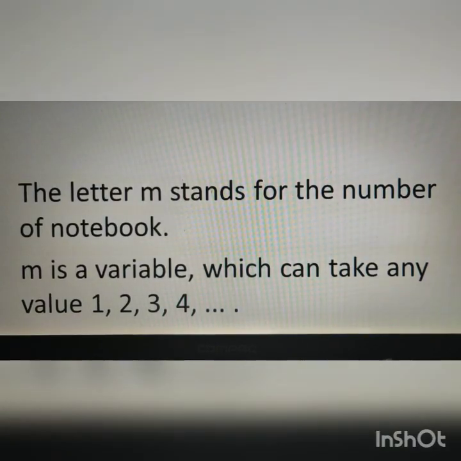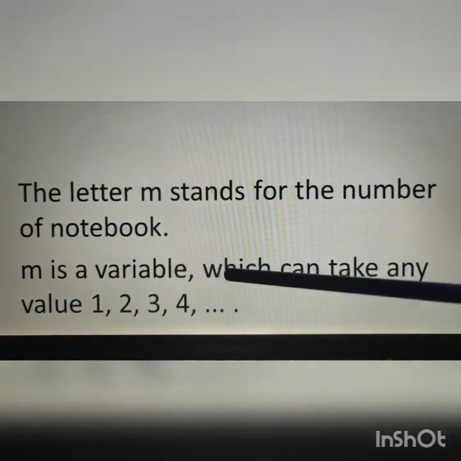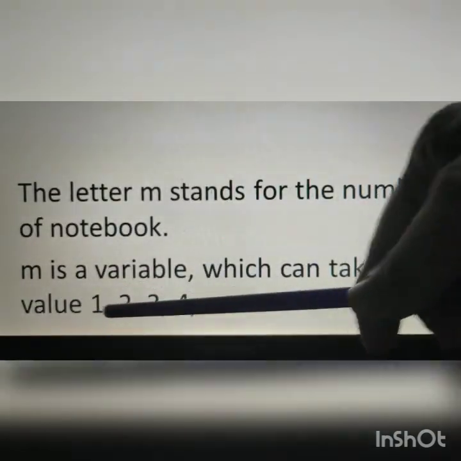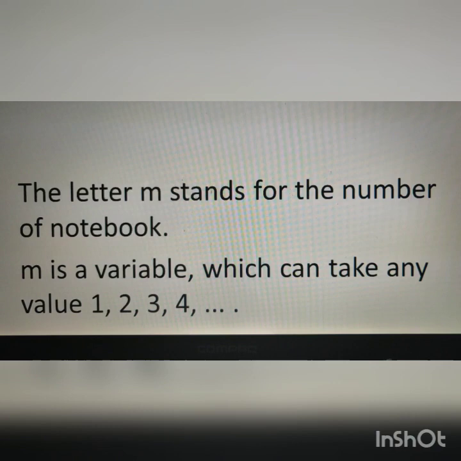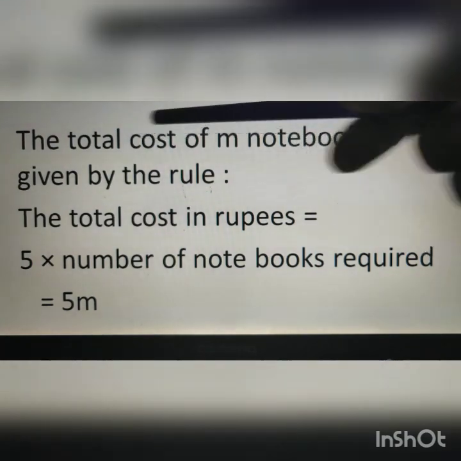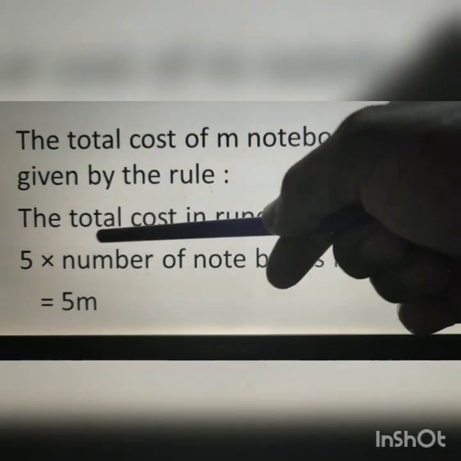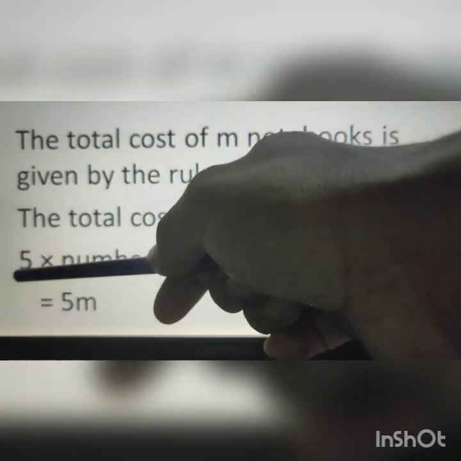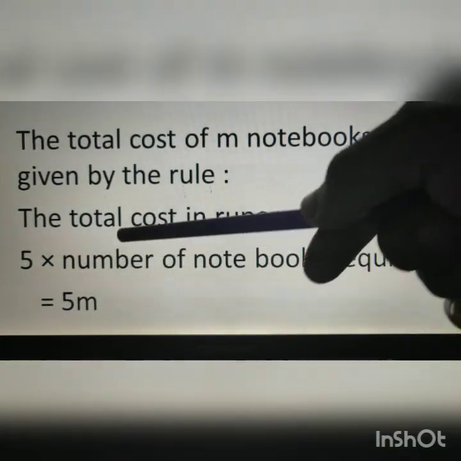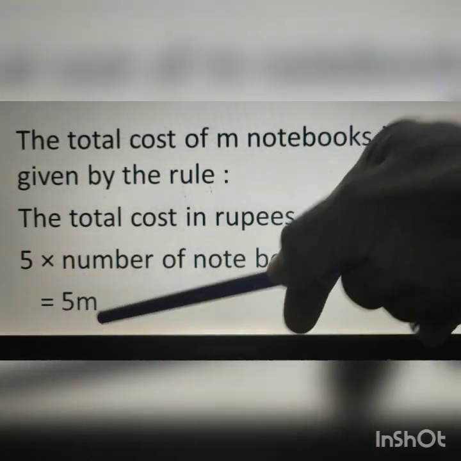In the example, the letter m stands for the number of notebooks, and m is a variable which can take any value 1, 2, 3, 4, etc. Any value it can take, and it is a variable. In the example, the total cost of m notebooks is given by the rule: cost of one notebook is 5, therefore m notebooks is 5 into m, 5m.